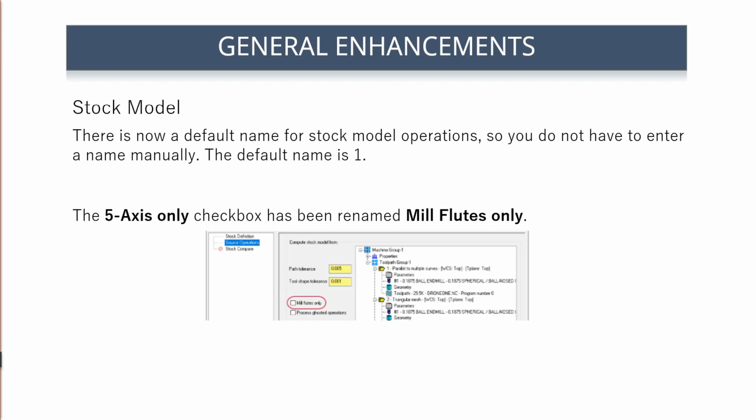And then the only other change you'll really see in stock model is the 5-axis only checkbox has been renamed to mill flutes only. So if you're looking for the 5-axis only checkbox, it is now mill flutes. So no change there, just a change in the way it's worded. Not a big one, but just to be aware of that if you're using those functions.